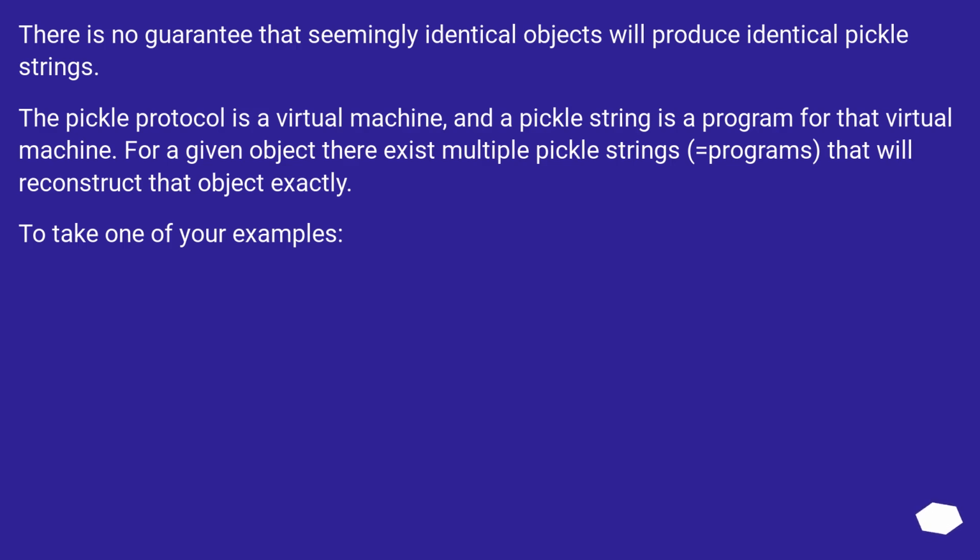There is no guarantee that seemingly identical objects will produce identical pickle strings. The pickle protocol is a virtual machine, and a pickle string is a program for that virtual machine. For a given object there exist multiple pickle strings, equals programs, that will reconstruct that object exactly. To take one of your examples.